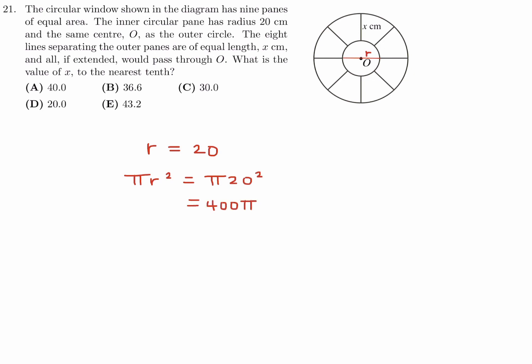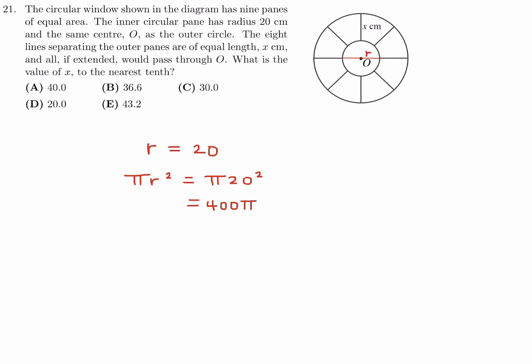Now, this sentence is very important. 9 panes of equal area. So that means that each one of these is equal in terms of its area. These guys that all have the same shape and this circle. So that means each of those guys that looks like this is also equal to 400 pi. So how many of those do we have? Well, they tell you there's 9. There's 8 of these, and then there's a 9th shape that's in the middle.